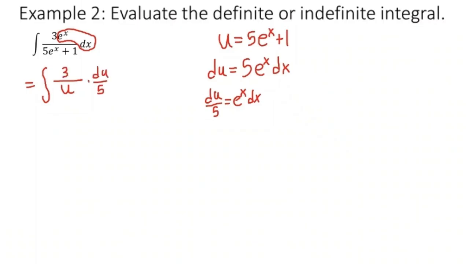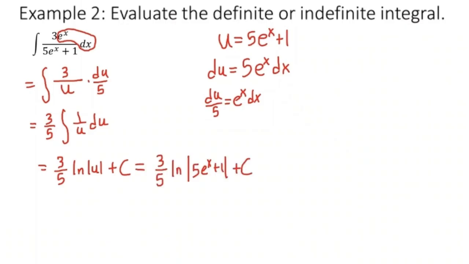Since the 3 and the 5 are constants, and dividing by 5 is the same as multiplying by 1/5, we can kick 3/5 out of our integral, and the antiderivative of 1 over u would be the natural log of the absolute value of u. Now we can replace our u with 5e to the x plus 1, and we get that our antiderivative is 3/5 natural log of the absolute value of 5e to the x plus 1 plus C.